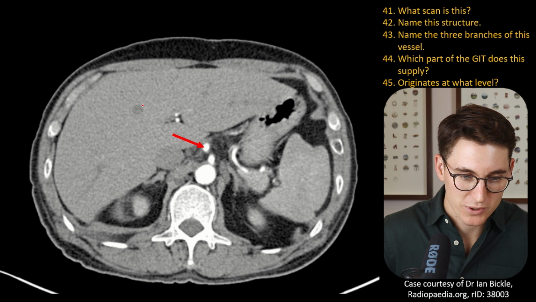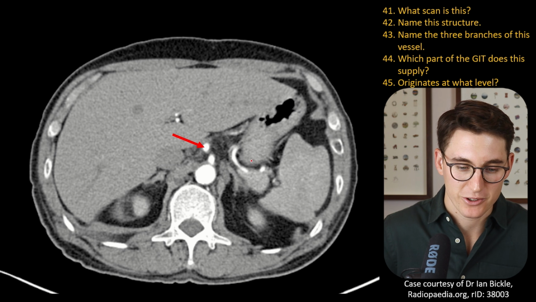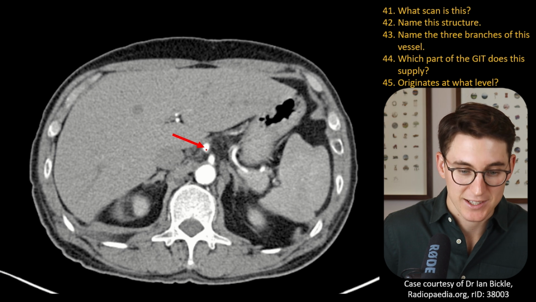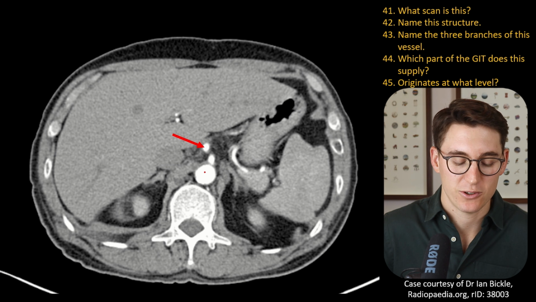We can see the vessels within the liver here. The veins in the liver don't have any contrast. So we know that this is an arterial phase image. We're asked to name this structure here. We can see that this is a vessel with contrast within it, likely coming off the abdominal aorta.